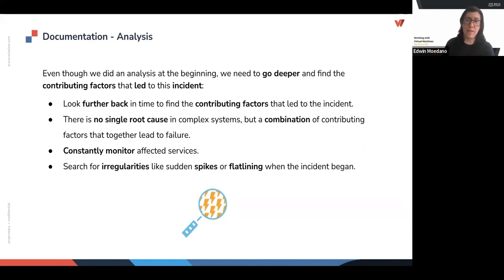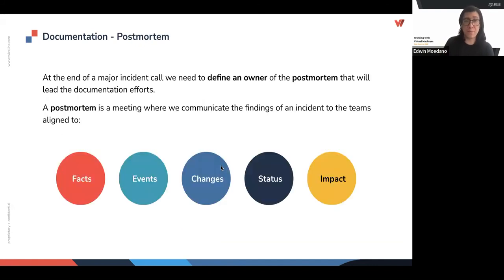Search for irregularities like sudden spikes or flattening when the incident began. And that's why we use a lot of dashboards. If we see spikes that are not a normal behavior or flattening, let's say, hey, we are not receiving any connections to the database. So maybe that's a particular issue. And we need to be really sure about those spikes and flattening and what that means in our dashboards.